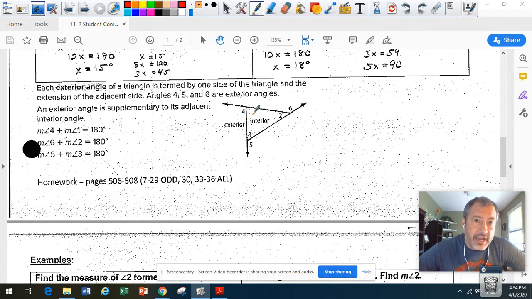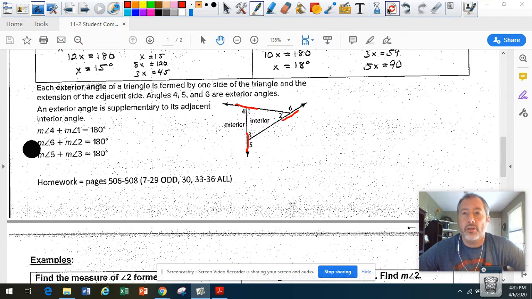Angle 1 plus angle 4 equals a straight line, and we know that a straight angle adds up to 180 degrees. We also know that angle 2 plus angle 6 equals 180 degrees because those are supplementary. Also angles 3 and 5: angle 3 plus angle 5 equals 180 degrees also.